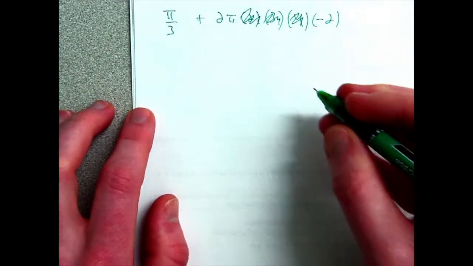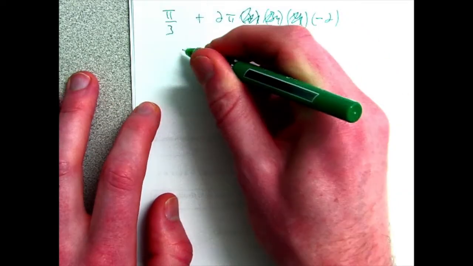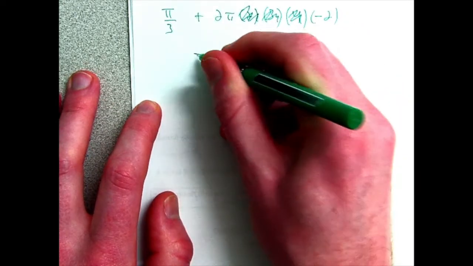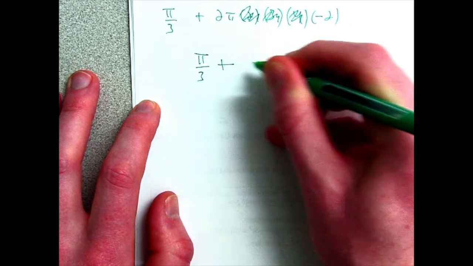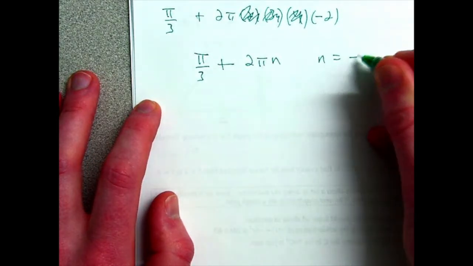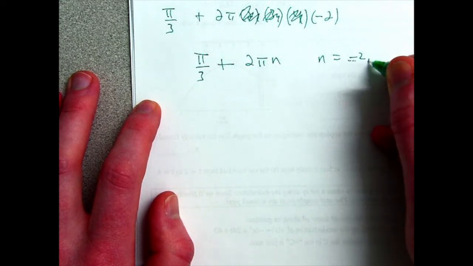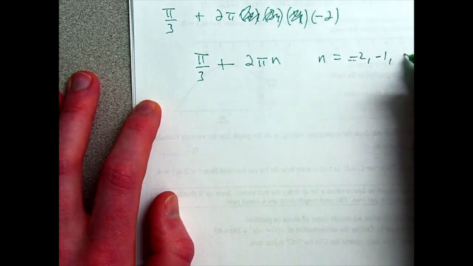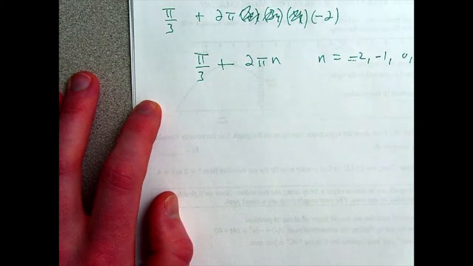So in general, the angles coterminal with pi over 3 in radians would be pi over 3 plus 2 pi n, where n is an integer, so from negative infinity, right? -2, -1, 0, 1, 2, and so on, okay?